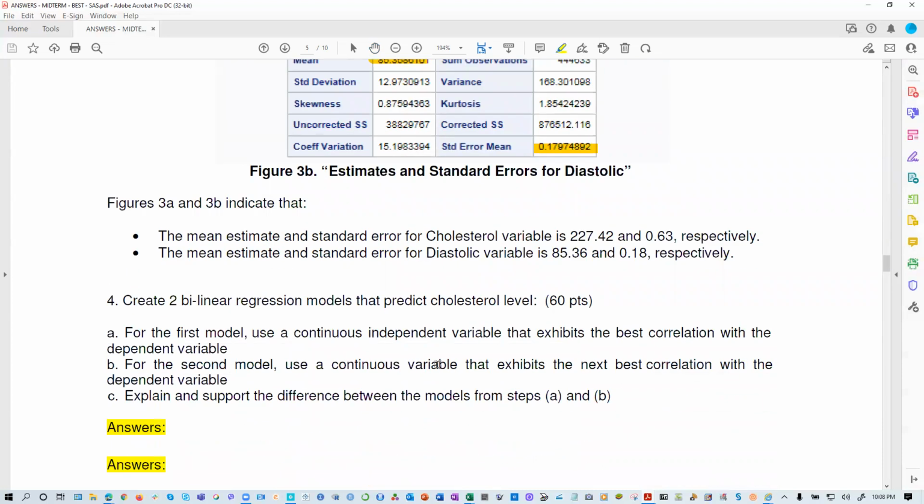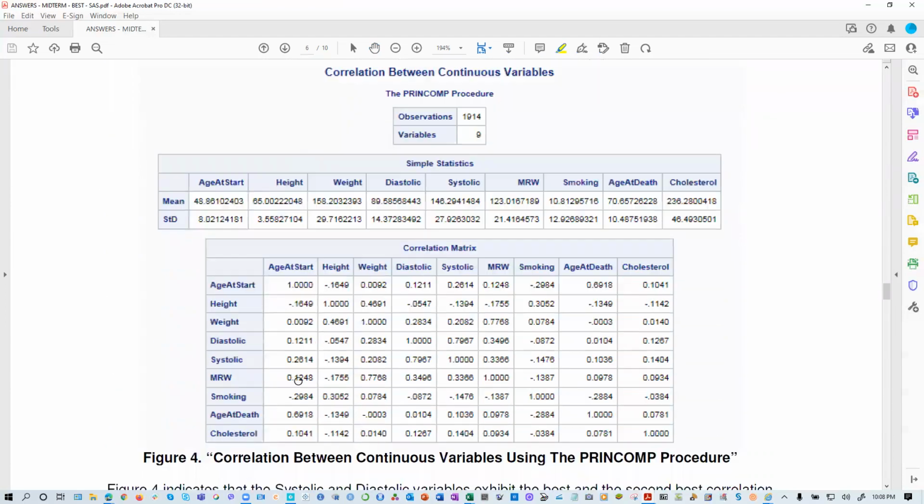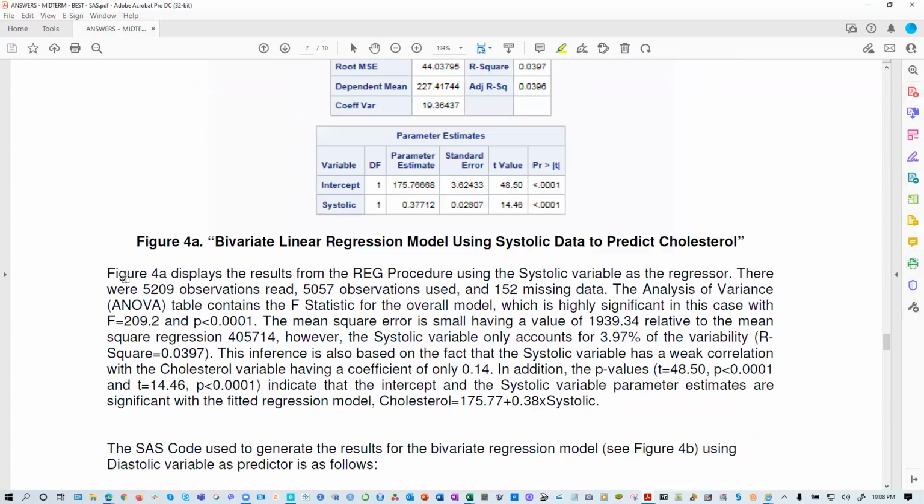So in order to check that, you run PROC CORR, the way I was talking about. Put the SAS code and their result; you can show the results very clearly. If you go to the cholesterol, the correlation with the first one is 14 and the other one is 12. So that means you're going to pick diastolic and systolic. That's why we put systolic first, which has a higher correlation, and run it. For displaying the results from the regression procedure using systolic data as a regressor, you can talk about their equation, t values, so many things, whatever you see over here.